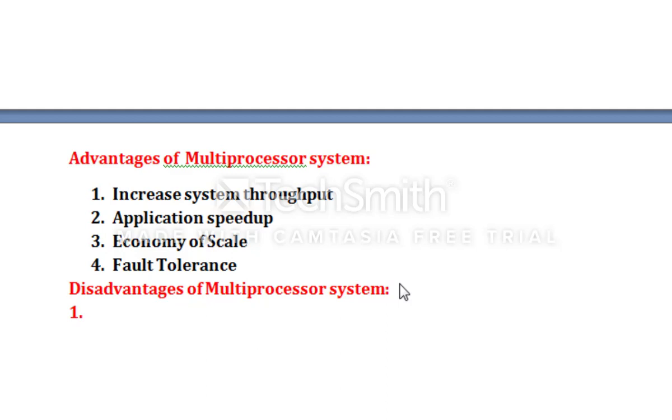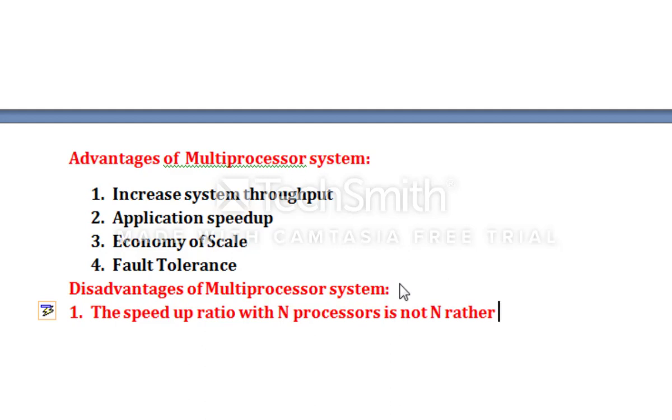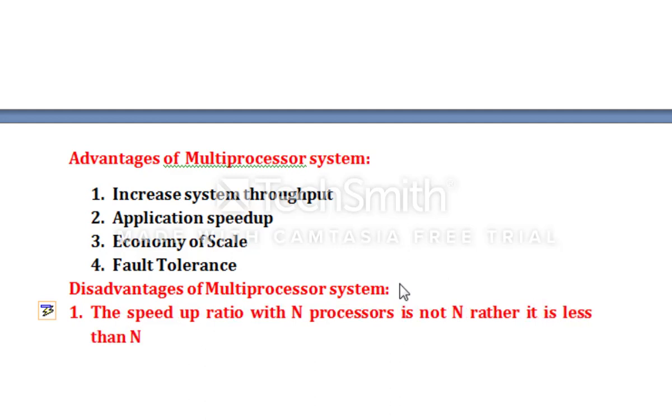So the speed up ratio with n processors is not exactly n, rather it is less than n.